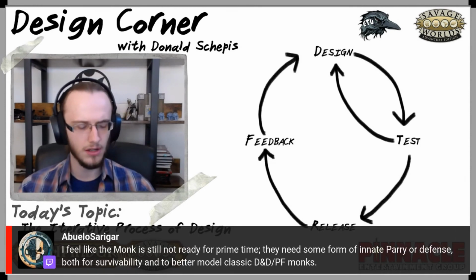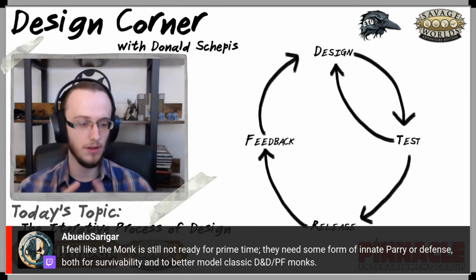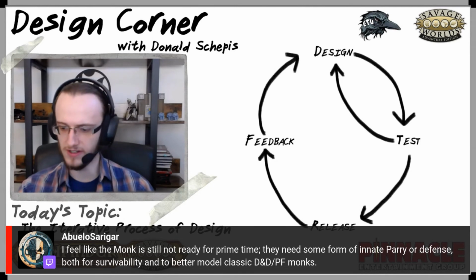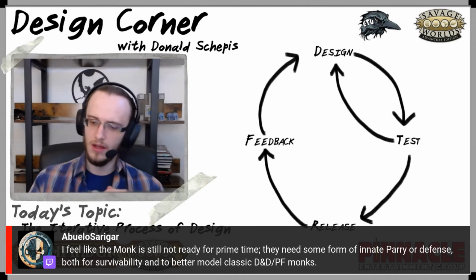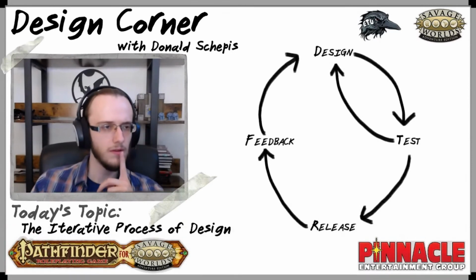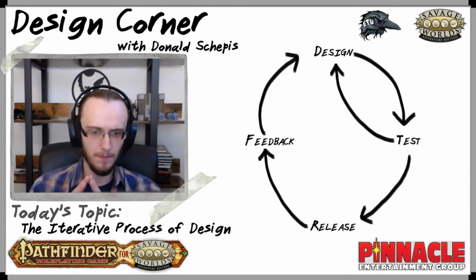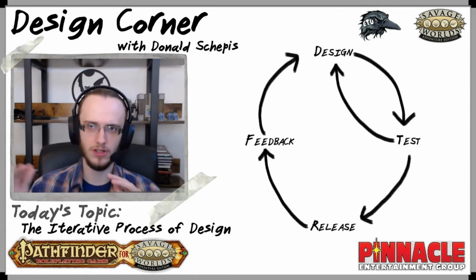So yeah, I believe Sargar says that he doesn't feel the monk is ready for prime time, needs some form of innate parry or defense for survivability, and a better model for classic D&D/Pathfinder monks. Well, yeah, I think that's one element of the conversation we're going to have today. It's one of the things that we're continuing to fine tune and test.